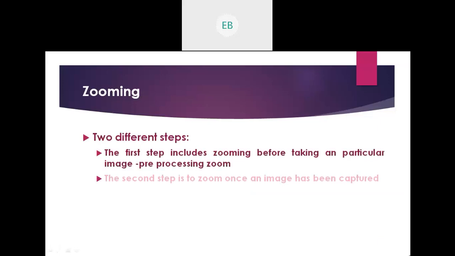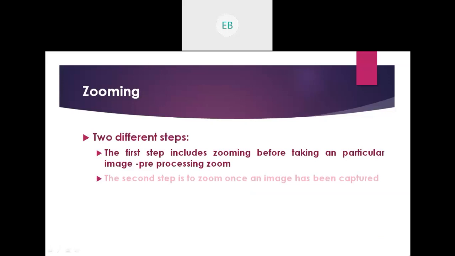Then we have two different types of zooming. The first includes zooming before taking a particular image, which is known as pre-processing zoom.